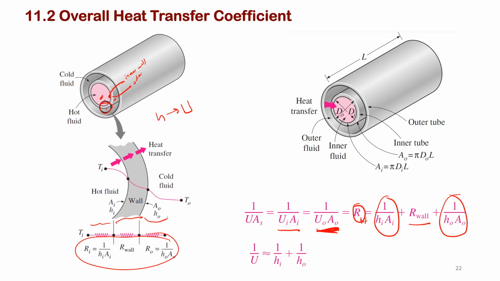So if the wall is thin, that means you can neglect the wall resistance. That means A_i is almost equal to A_o. So the overall heat transfer coefficient is simply 1 over h_i plus 1 over h_o. So that is basically the main observation here.